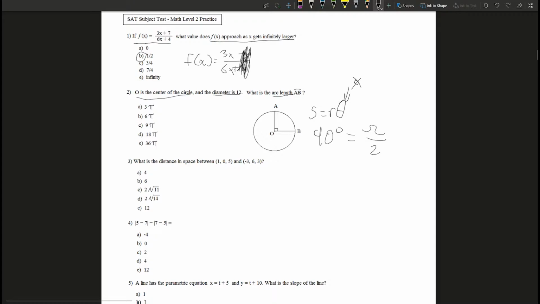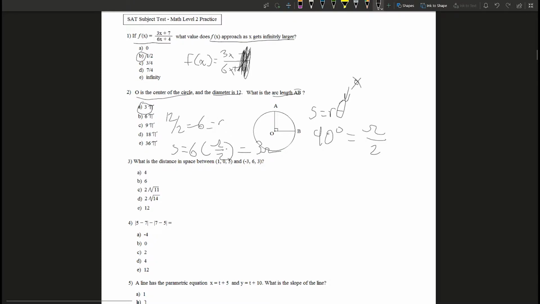And then our radius is not our diameter. You have to be careful with that. Our radius is our diameter divided by 2. That equals 6. And then our arc length will end up being S equals 6 multiplied by pi over 2, or 3 pi, which is letter A right here.